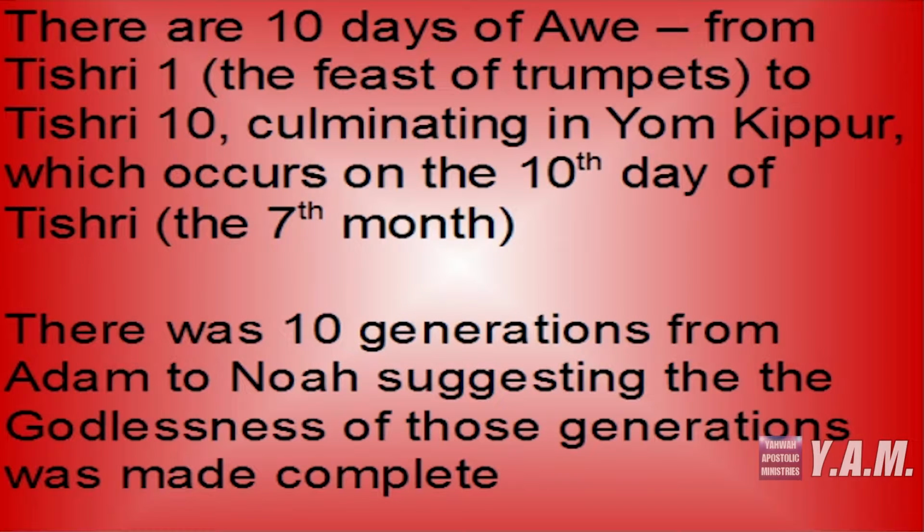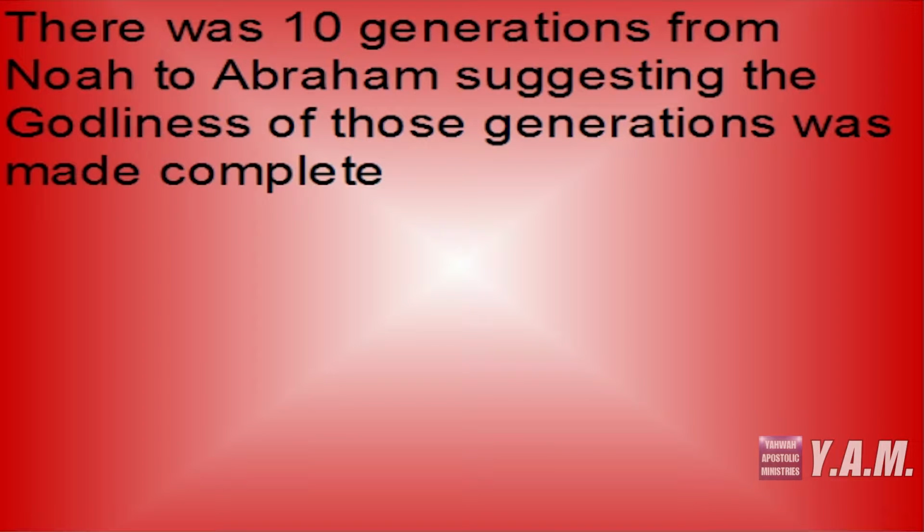There are 10 generations from Adam to Noah, suggesting that the godlessness of those generations was made complete. So from Adam to Noah, there were 10 generations of people. Now from Noah, there were 10 generations from Noah to Abraham, suggesting the godliness of these generations was made complete.